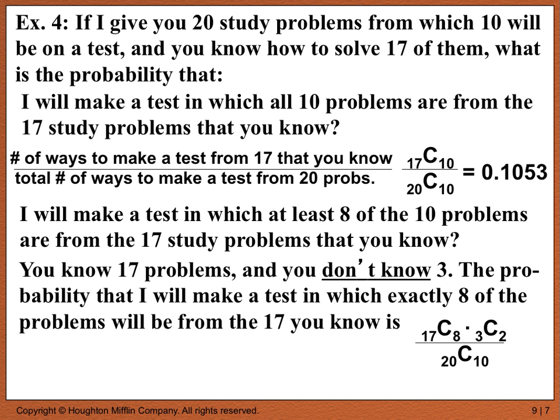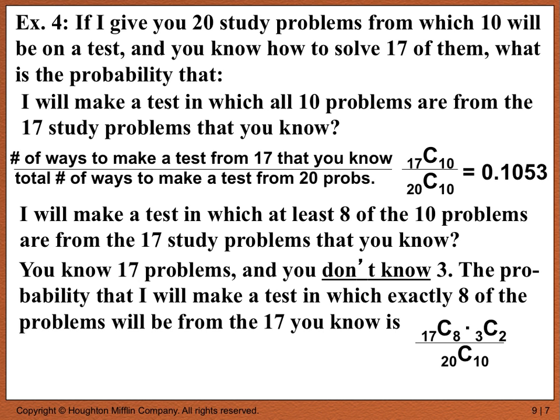Notice that the denominator here, 20C10, is the same. The 20C10 is the same denominator as the 20C10 up here, the one that I'm circling now with the arrow, because that doesn't change. The denominator always is the same because the denominator always represents the total number of ways that a 10-problem test can be made from a total of 20 possible problems.